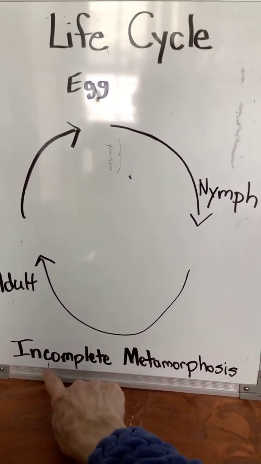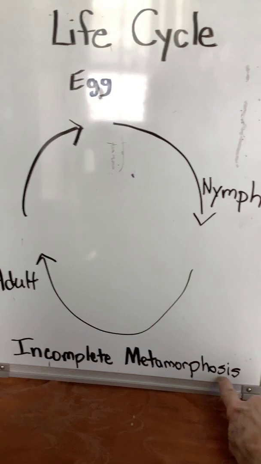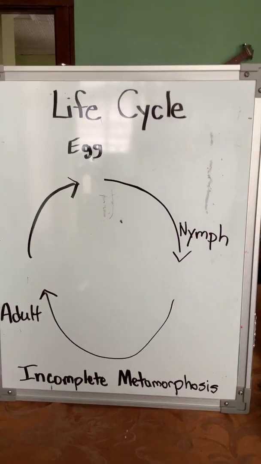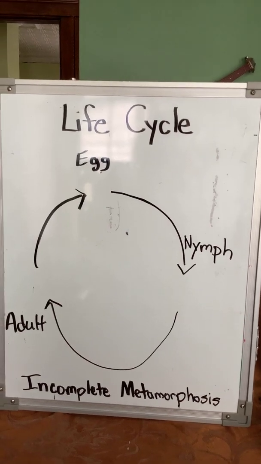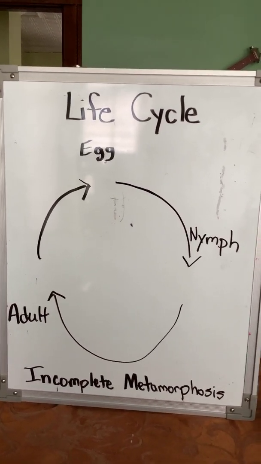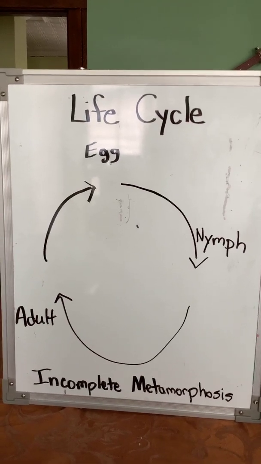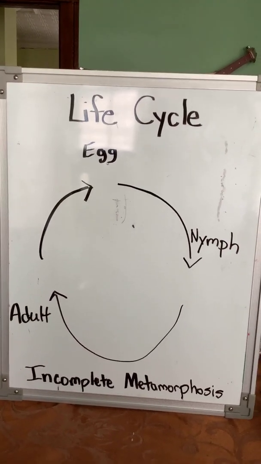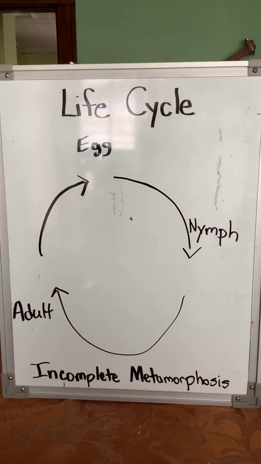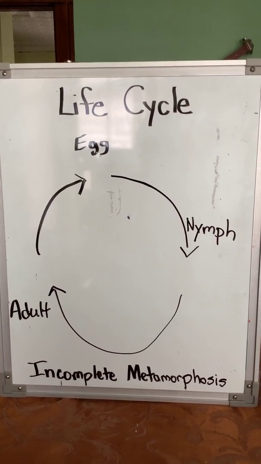This type of life cycle is called incomplete metamorphosis. Metamorphosis is when the insect's body goes through tremendous changes. Incomplete means not so many changes. So pick an insect that goes through incomplete metamorphosis. We have the cricket, the grasshopper, we saw the dragonfly. Cockroaches also do incomplete metamorphosis.